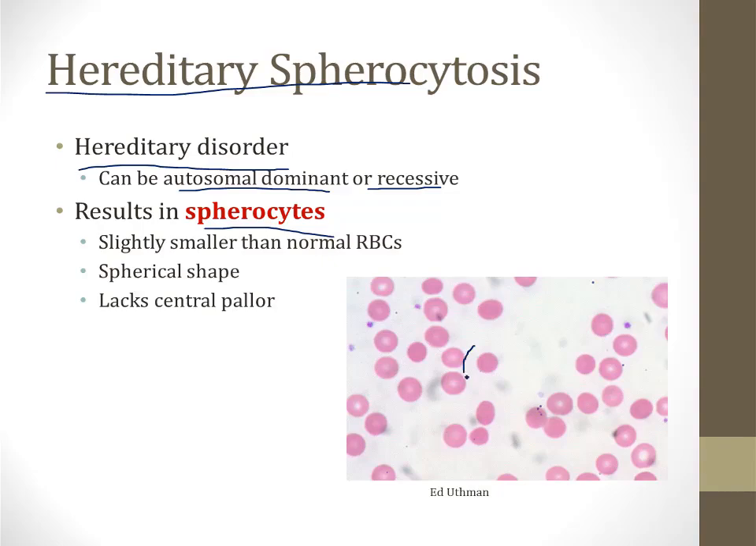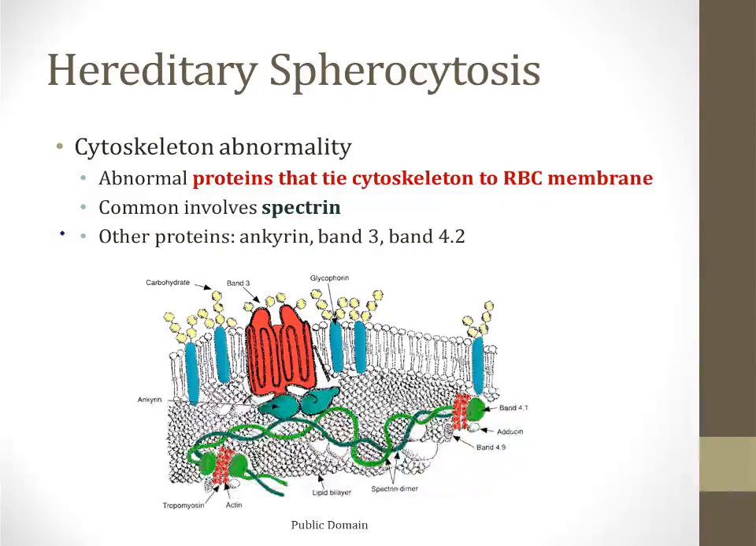This is a picture of a spherocyte in the middle of this blood smear on the screen. Note that it is slightly smaller than normal red cells. It's got a spherical shape, and it also lacks the central pallor that you see in normal red blood cells. In the module on extrinsic causes of hemolytic anemia, I told you that spherocytes could form in certain types of autoimmune hemolytic anemia. In those disorders, the spherocytes were formed because of antibody deposition on the red blood cell membrane. Spherocytes also form in hereditary spherocytosis, but the mechanism of their formation is completely different.